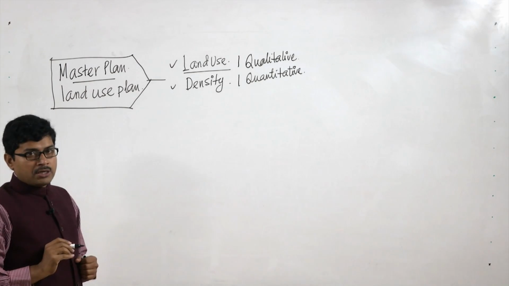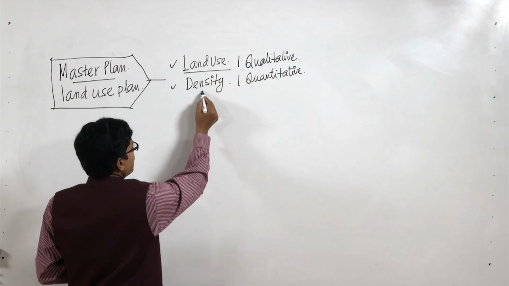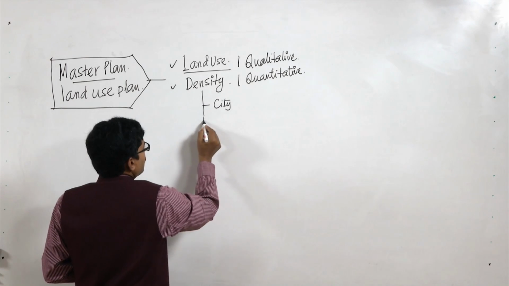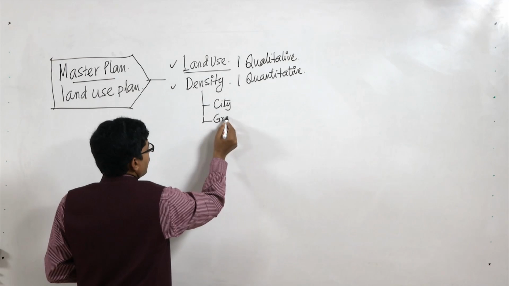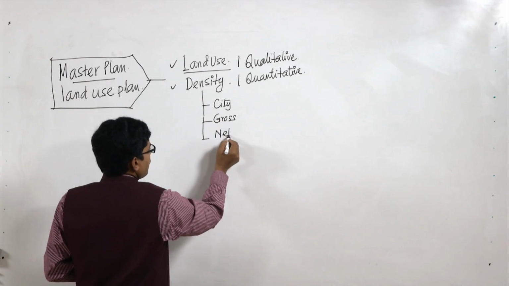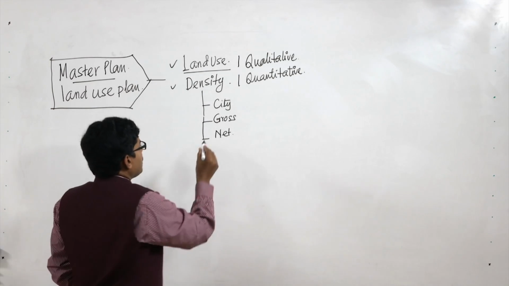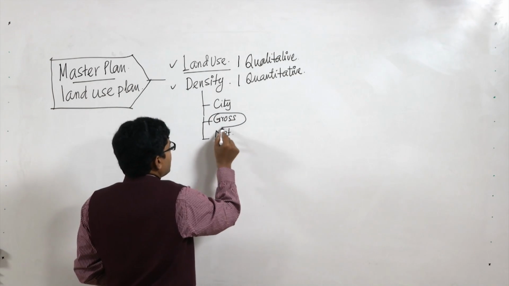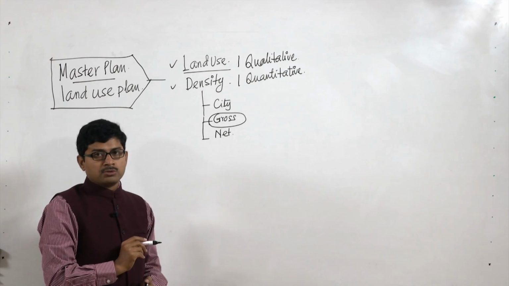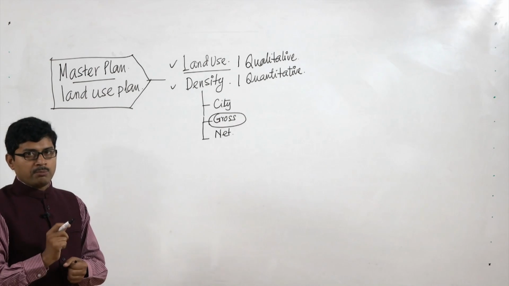And for discussing density we also mentioned that density has various levels: at the city level, at the gross level and also at the net level, which is net density. So, for the land use plan we deal with gross land use and gross density, but this is not sufficient to define a particular development on a given plot or a given piece of land.